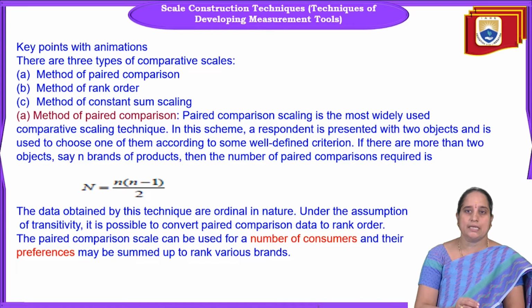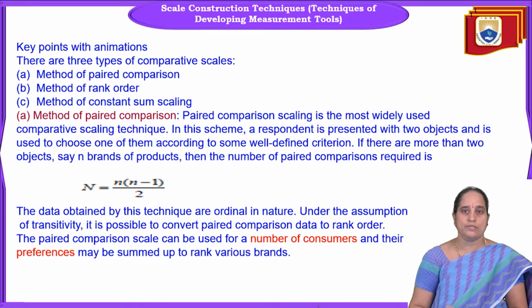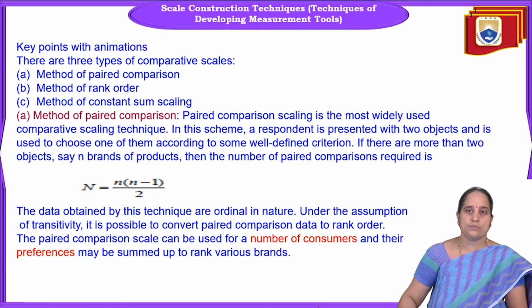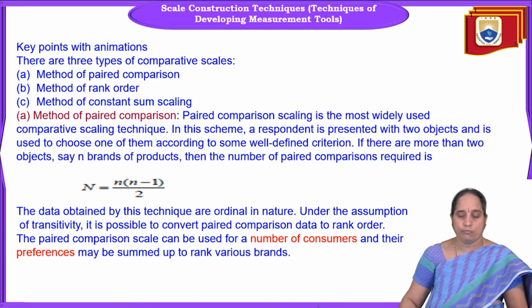The paired comparison scale can be used for a number of consumers and their preferences. Those preferences may be summed up to rank various brands. So if you have 5 or 6 alternatives, we need to choose among these brands, giving the first priority to one, then second, and like that we rank the preferences. It depends on the consumer's choices, and those ranks we sum up so that we can analyze the data using the method of paired comparison.